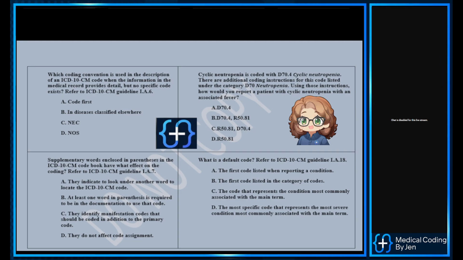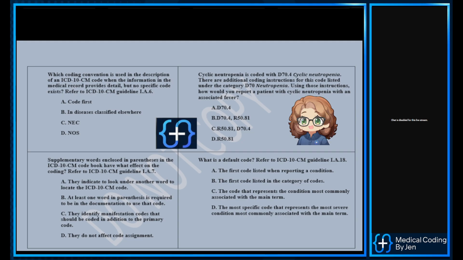Question 2. Cyclic neutropenia is coded with D70.4 cyclic neutropenia. There are additional coding instructions for this code listed under the category D70 neutropenia. Using those instructions, how would you report a patient with cyclic neutropenia with an associated fever? A. D70.4. B. D70.4, R50.81. C. R50.81, D70.4. D. R50.81. Answer. The correct answer is B.